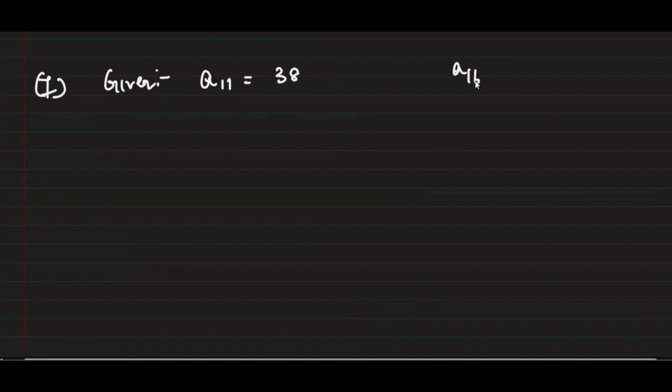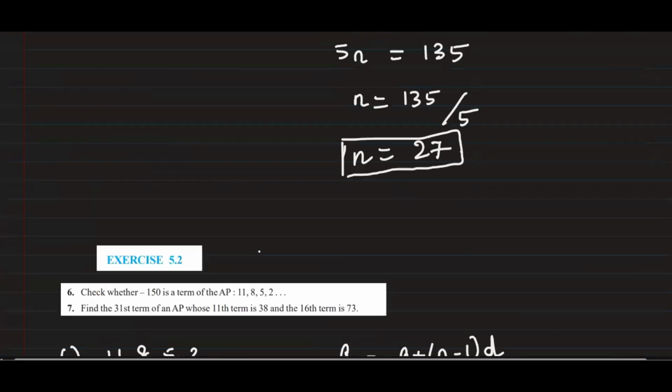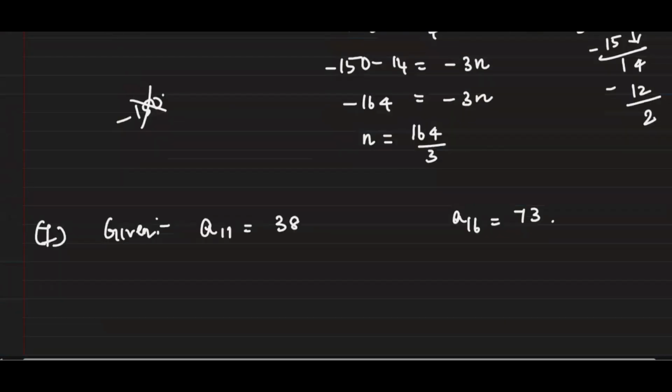Now let's first write the 7th question. Let's write first what is given. a_11 is given, so the 11th term of the series is equal to 38. And we are also given a_16, the 16th term, as 73. And we need to find the value of a_31, the 31st term.